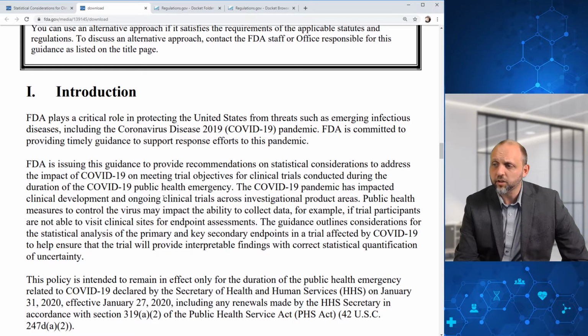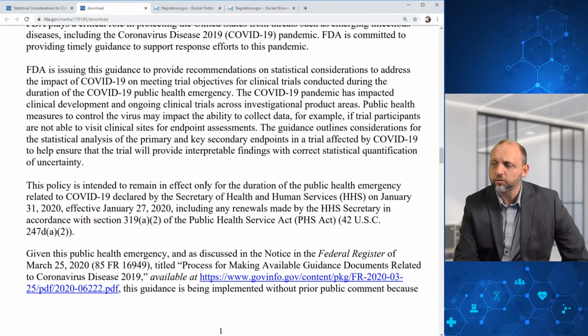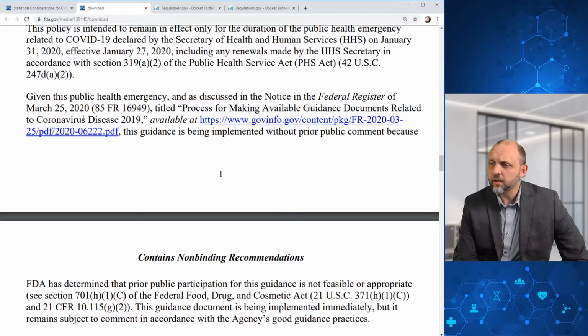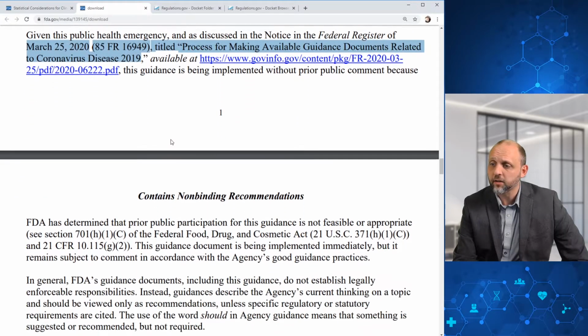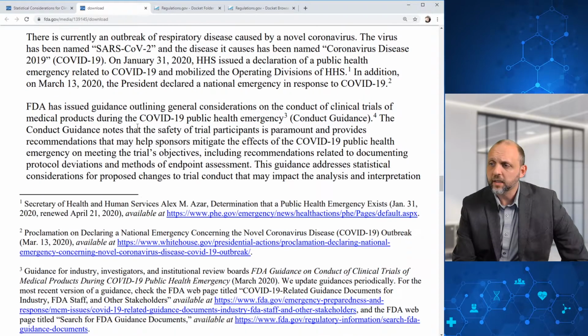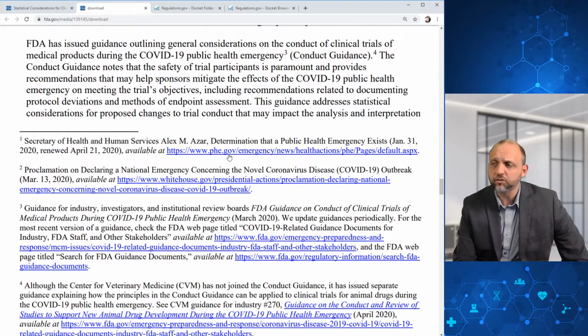We see the introduction, again, mostly boilerplate language regarding the public health emergency. And we can see that in March 25th of 2020, certain actions were taken regarding the public health emergency, and FDA has determined that prior public participation is not feasible or appropriate, and therefore these guidance documents are being implemented immediately in effect.